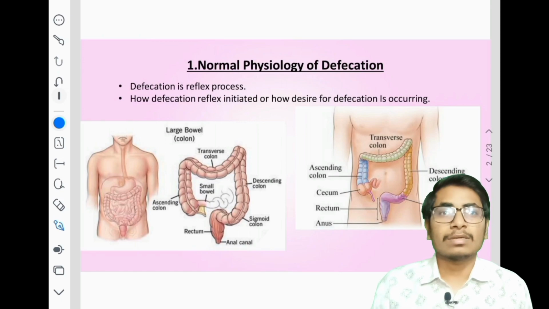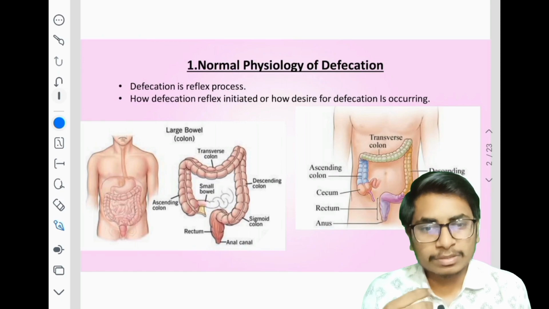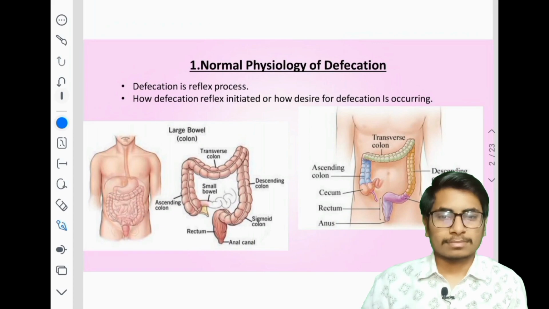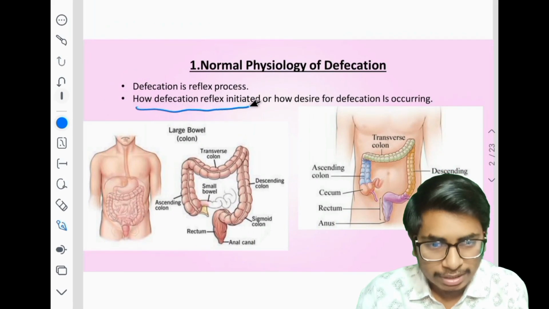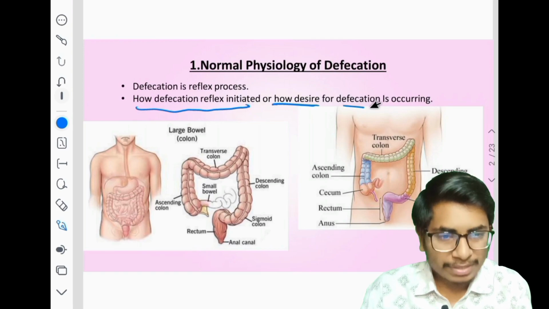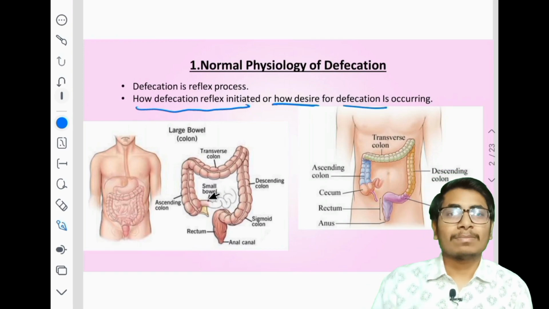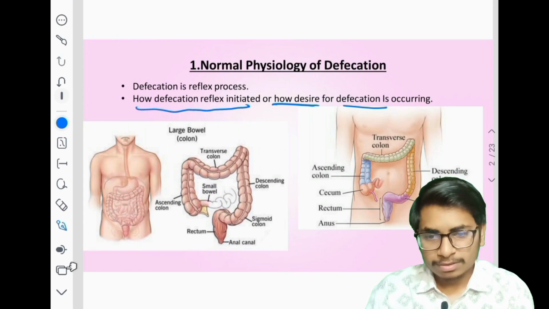In the same way, defecation is a reflex process. So how is that defecation reflex initiated, or how does the desire for defecation occur? For that we must understand some basic concepts.